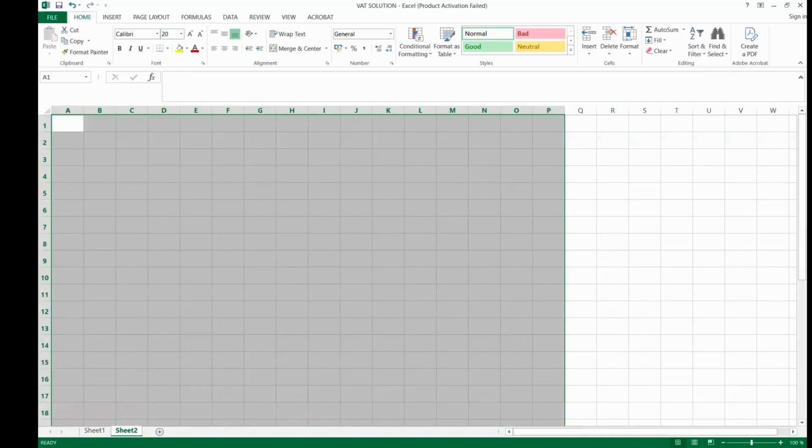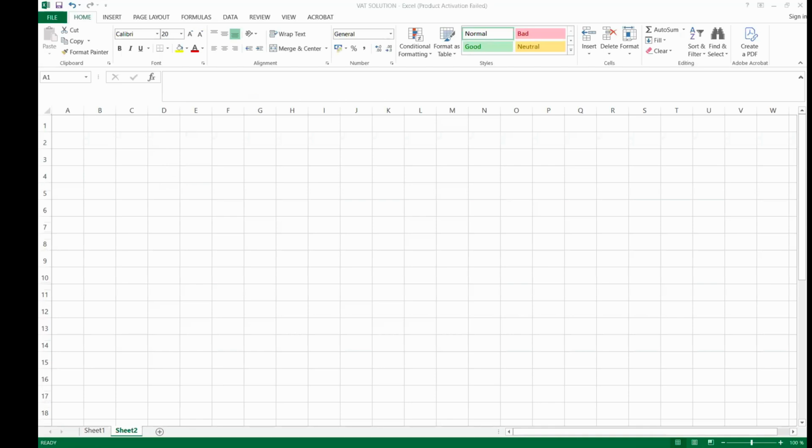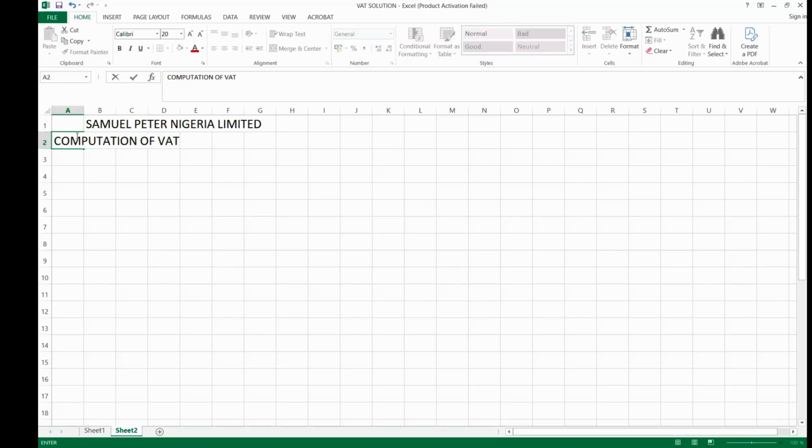So we have the question as Samuel Peter Nigeria Limited. That is the name of the taxpayer. So you write the name, Samuel Peter Nigeria Limited. Computation of VAT payable for.